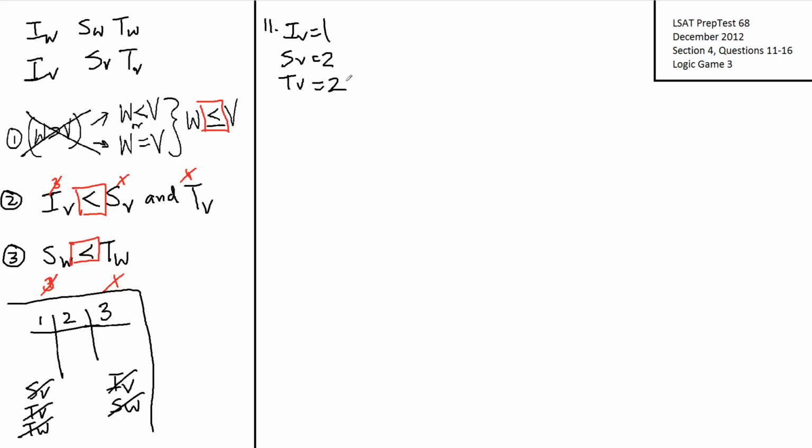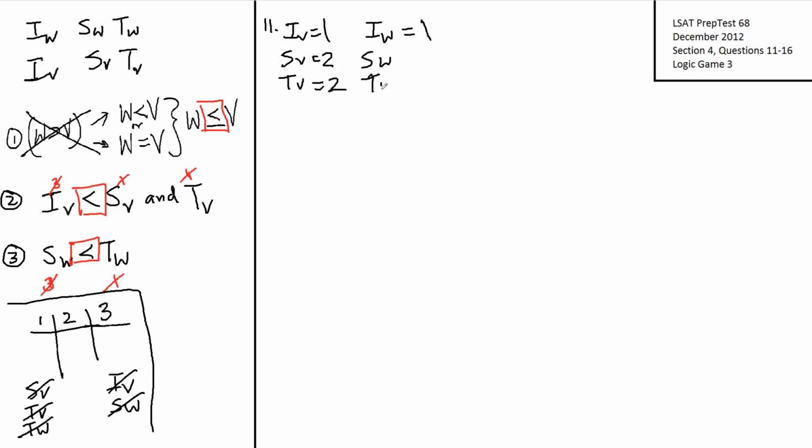Okay, what else can we gain from this? So we know that we followed this rule. Can we say anything about the website targets? Well, the website targets have to be less than or equal to the voicemail targets, which means that IW, I's website target, has to be less than or equal to 1. Well, 0 is not an option, right? So it has to be 1 as well.